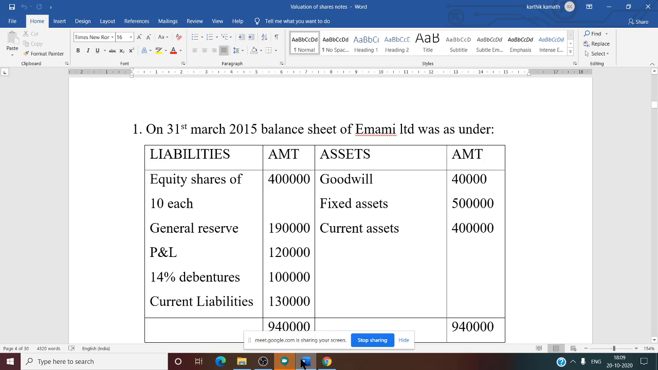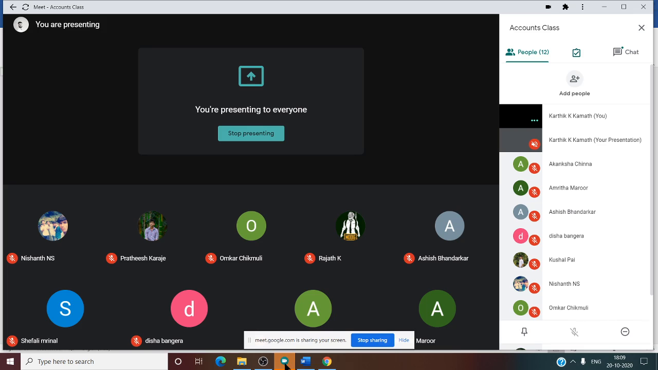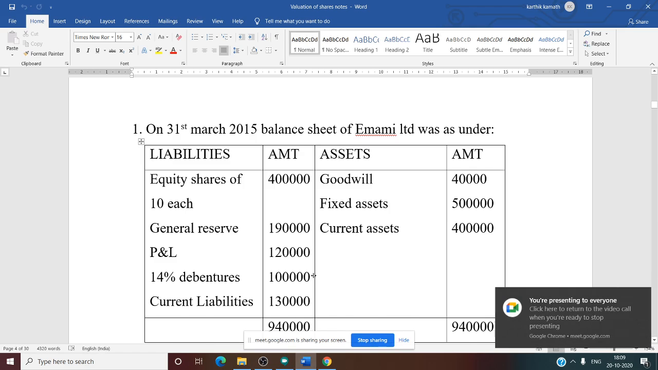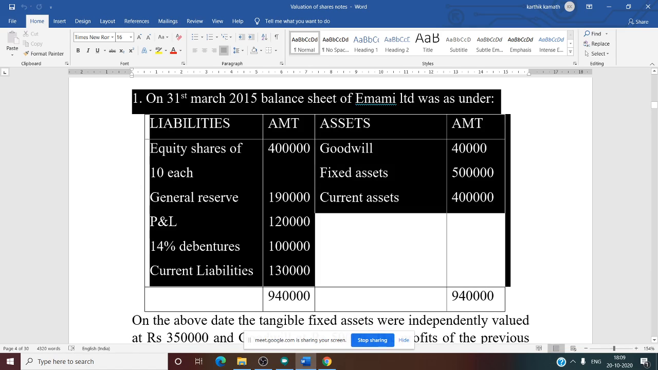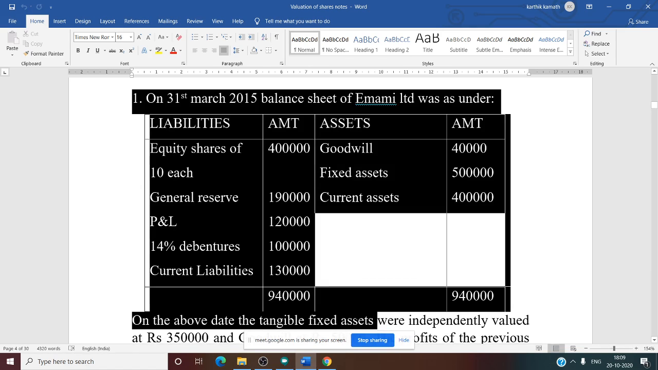Yes. So now we are going to discuss practical problems on valuation of shares. The first problem we need to see is on Imami Limited. On 31st March 2015, the balance sheet of Imami Limited was as under.